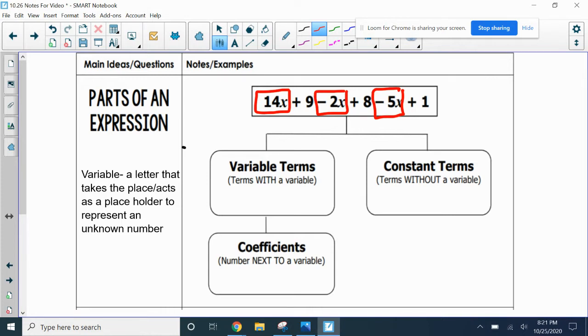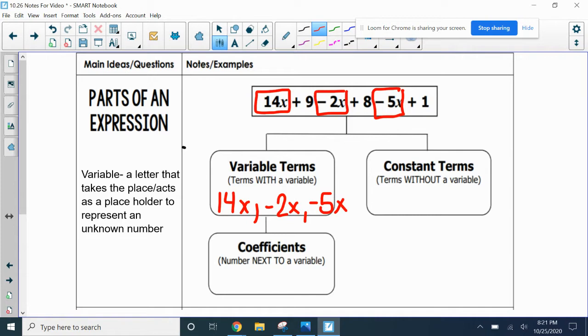So that represents 14 times the number, negative 2 times the number, and negative 5 times that same number. So our variable terms are going to be our 14x, negative 2x, and negative 5x, because they're the ones with the variable.